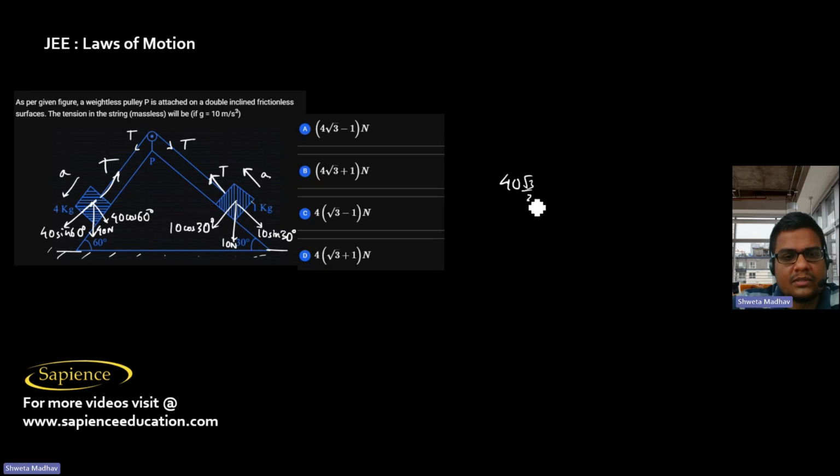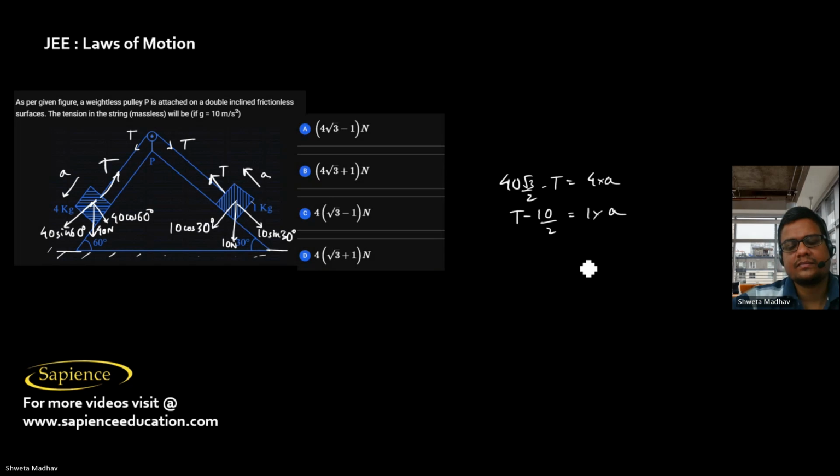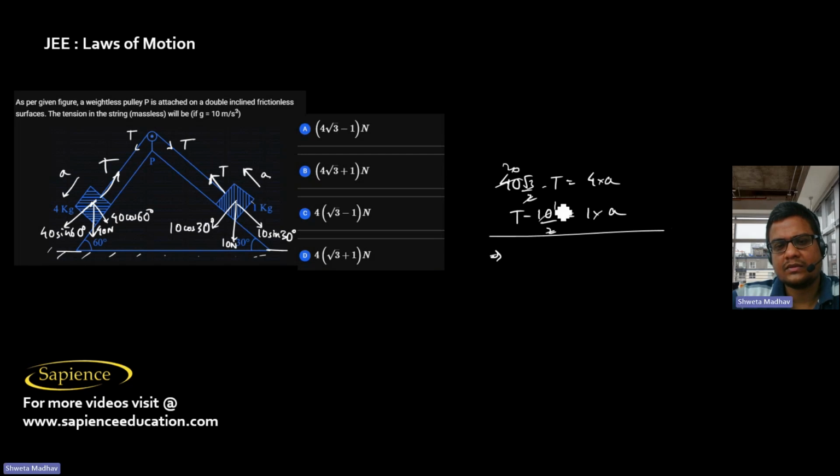It means 40 root 3 by 2 minus T is equal to 4 into a, mass into acceleration, and then T minus 10 sin 30, 10 by 2, is equal to 1 into a. So if we add them, we will get 20 root 3 minus 5 equal to 4a plus a, that is equal to 5a. So a will be equal to 4 root 3 minus 1.